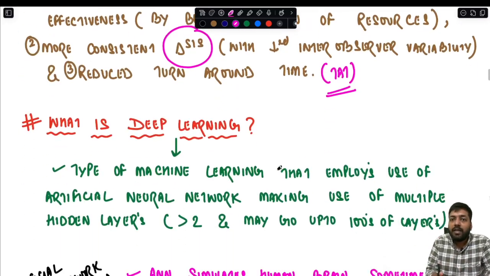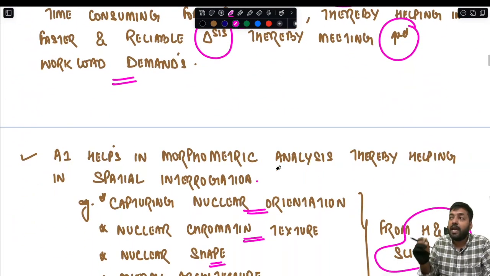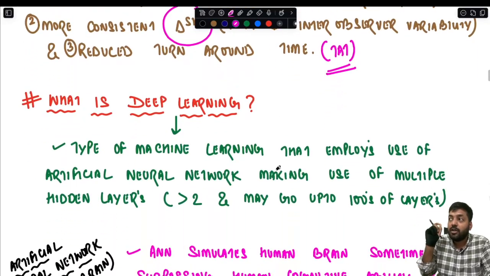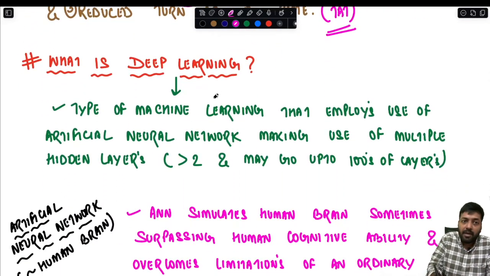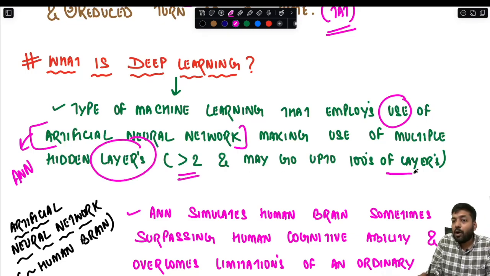Now, what is deep learning? If you remember, I have mentioned that there are different AI techniques. Out of them the two important ones were machine learning and a variant of machine learning, that is deep learning. And deep learning, as I told you, is based on artificial neurons or artificial neural networks. Basically, deep learning is a type of machine learning that employs artificial neural networks. Just like we have biological neurons, we are creating an artificial neuron, called an artificial neural network, and this makes use of multiple hidden layers, two or more, and may go up to hundreds of hidden layers. So what are these layers? I will try to make you understand.